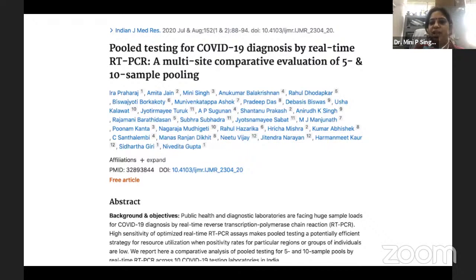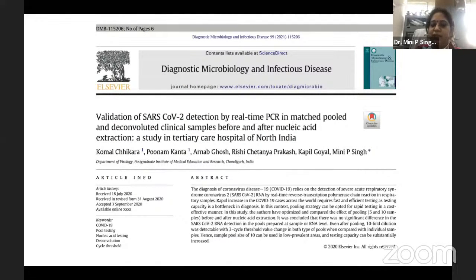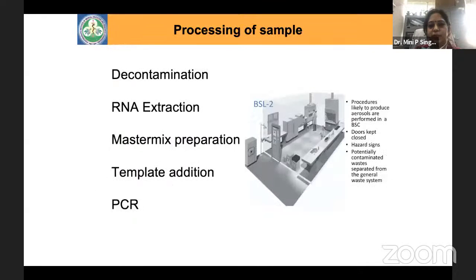So you are just trying to see whether 5 or 10 samples, if they can be pooled and considered as one sample, will it give you the same results as a single sample? Because that will help to save on resources. And we got very good results, which we have published in another study also. Even 10 samples pooled as one sample gave very good results, which would help to save on resources.